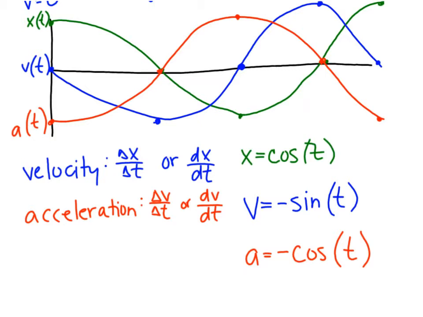So the acceleration was the change in velocity over change in time. Again, if I make that delta t go to 0, I take the limit, I get dv/dt. Now, if I take the derivative of the negative sine of t, then I get the equation for acceleration as negative cosine of t, which, again, matches the graph.